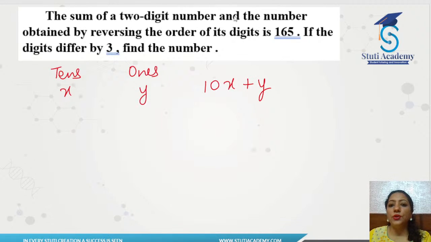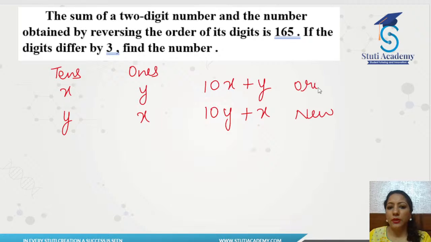Now the sum of a two-digit number and the number obtained by reversing the order of its digits. Reversing the order of the digits means that we are interchanging the tens and the ones place. We have y here and we have x here. So we have 10y plus x. That's the new number. This is the new one and this is the original one.